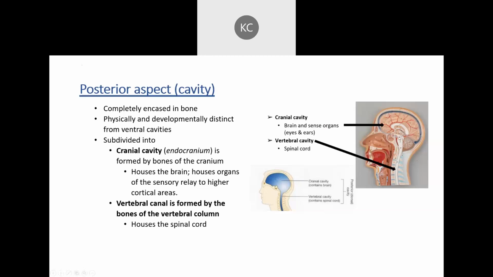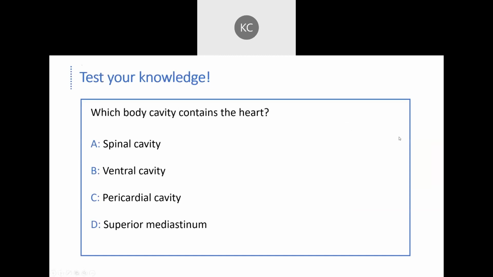All right. So read this question and answer it. Pause it if you want. I'm going to go ahead and answer it. Which body cavity contains the heart? Spinal cavity, ventral cavity, pericardial cavity, or superior mediastinum? The best answer in this case would be C, the pericardial cavity. The pericardial cavity is a part of the ventral cavity, that anterior aspect, but the best answer in this case would be pericardial, specifically for the heart.